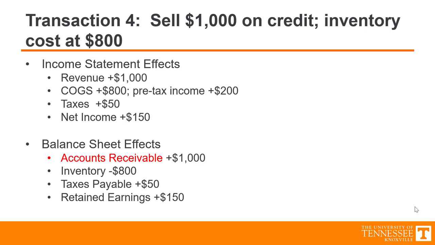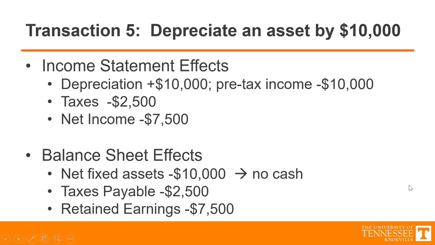All right, let's move on to the next transaction and look at a very simple transaction here of depreciating an asset by $10,000. So on the income statement side of things, we've got depreciation expense going up by $10,000. That means our pre-tax income, everything else being equal, would go down by $10,000. Our taxes would also decrease, this time by $2,500, and our net income would decrease by $7,500.